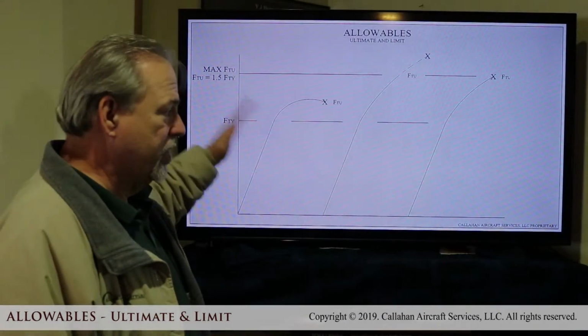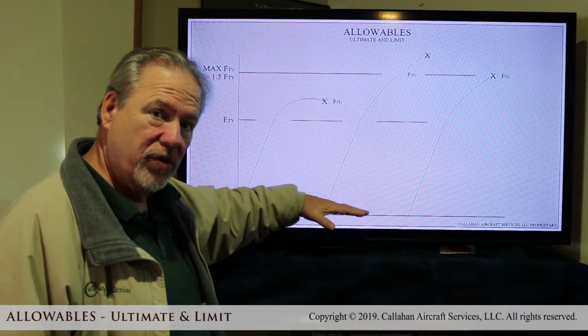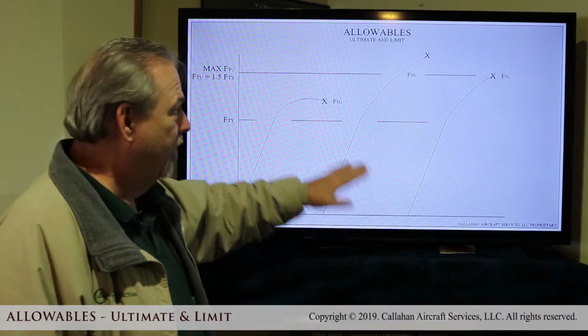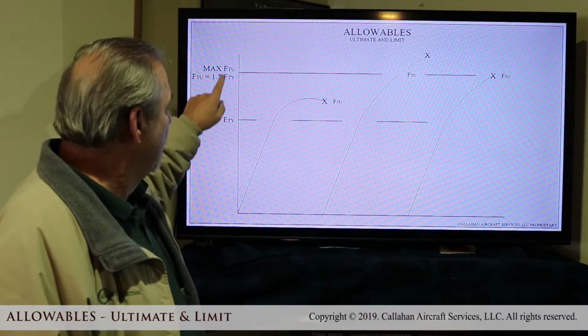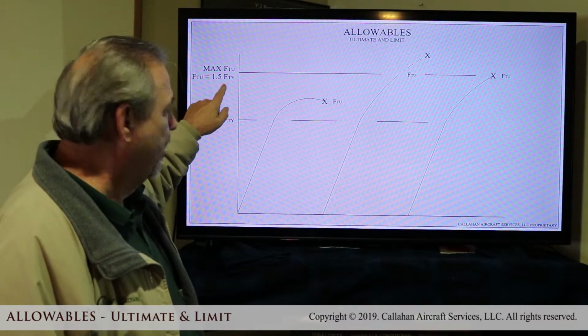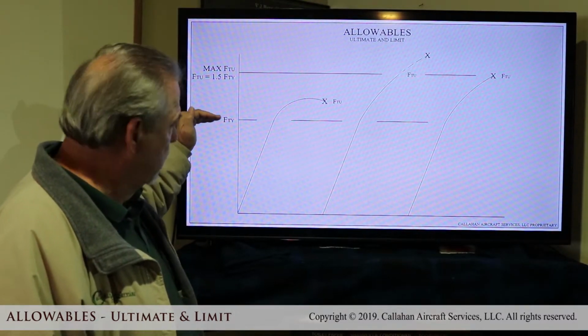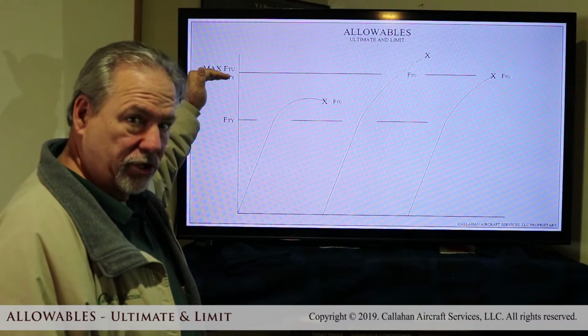So this is the stress-strain curve. Strain is how much a part stretches when it's under load, and it can be related, thank you, Mr. Young, to stress. Stresses are allowable. By definition, FTU is limited by 1.5 times FTY. So if this is our yield stress, then this is a max ultimate stress.